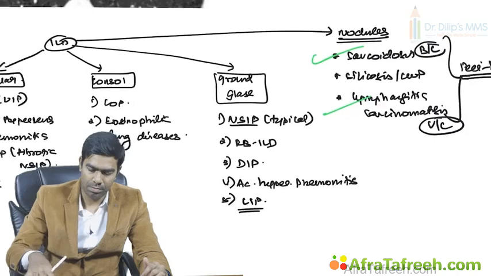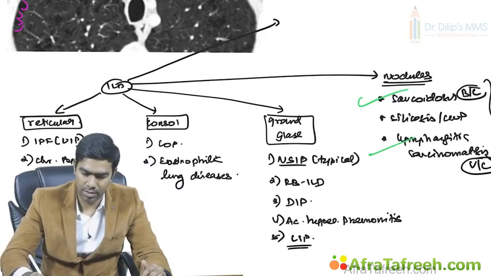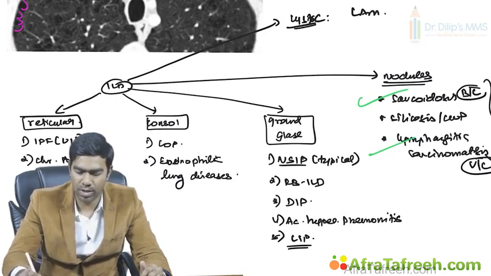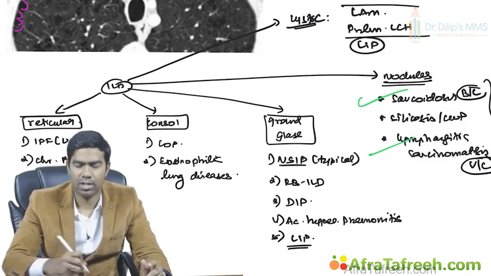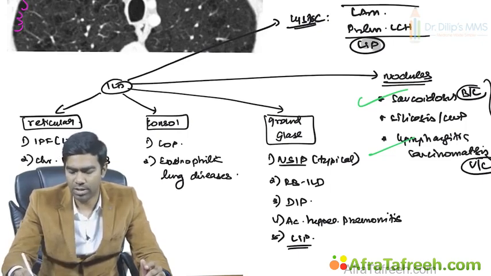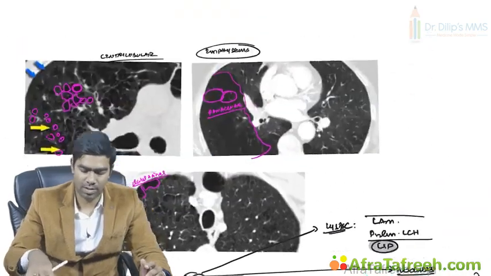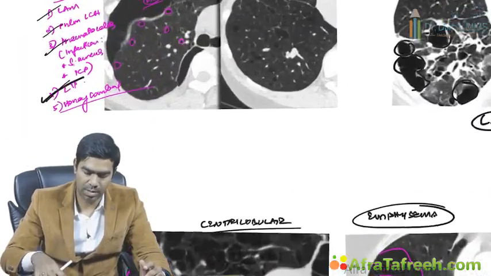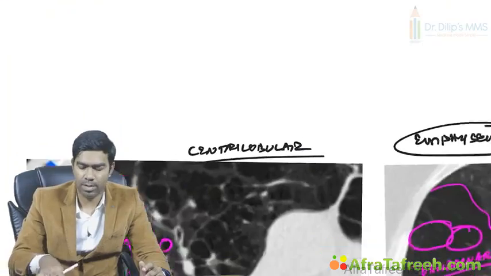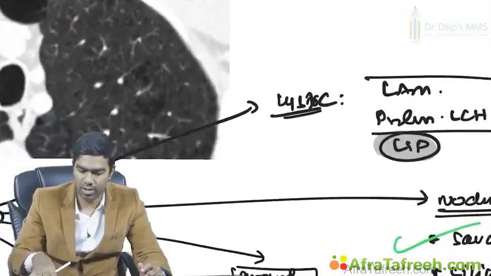Then you have cystic changes. Only two I need: lymphangioleiomyomatosis and pulmonary Langerhans histiocytosis. Very rarely you can get it with LIP, that is lymphoid interstitial pneumonia. All these things we have discussed. Some time back I told you LIP can produce cystic appearance. Clear?